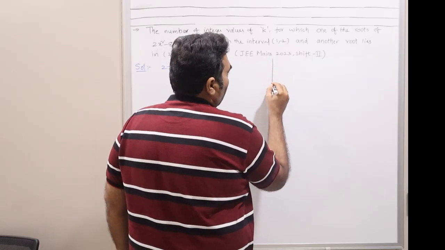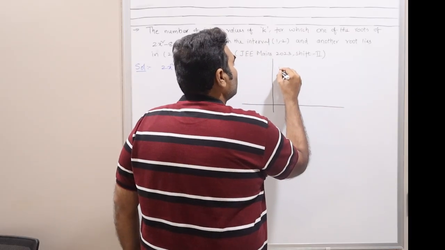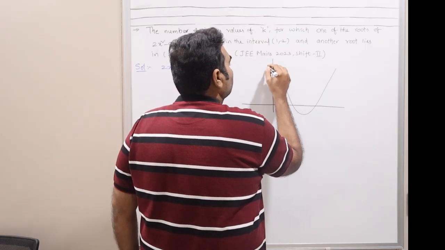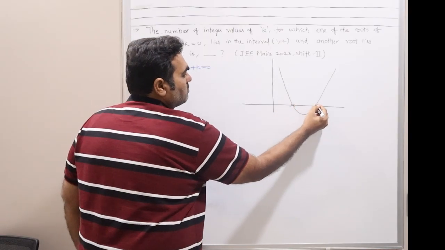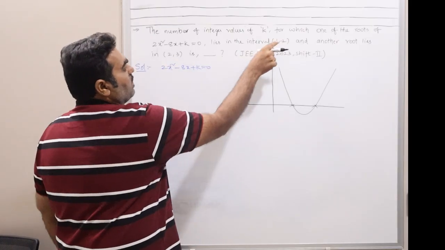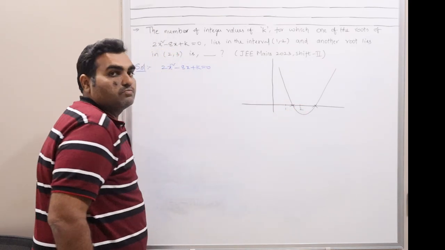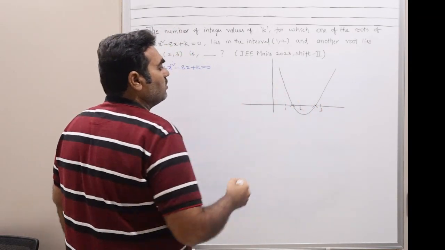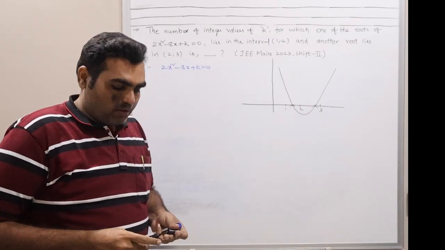It is like this. This is your f(x). Now what he says is one of the roots, this is alpha, this is beta. One of the roots is between 1 and 2, so somewhere here we may have 1, somewhere here we may have 2. And another root is between 2 and 3, so somewhere here we may have 3. So between 1 and 2 you have one root, between 2 and 3 we have another root.